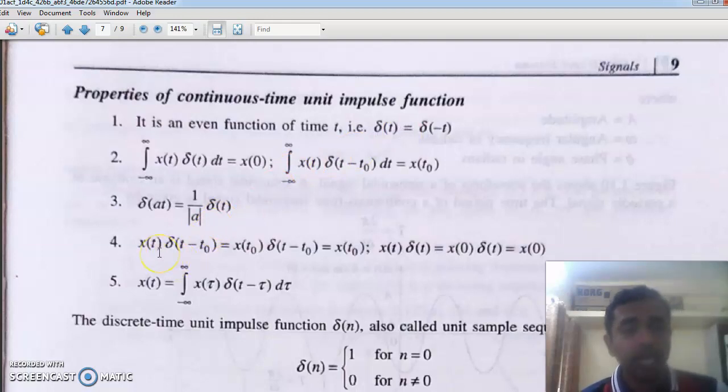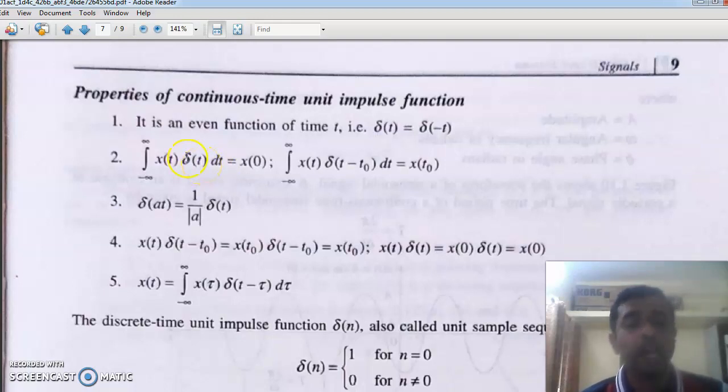The second property: if I multiply any signal x of t, any analog signal, with delta of t and integrate, that is the integration from minus infinity to infinity of delta of t dt, we know its value is 1. It has only a value at t equal to 0, and that value is equal to 1.